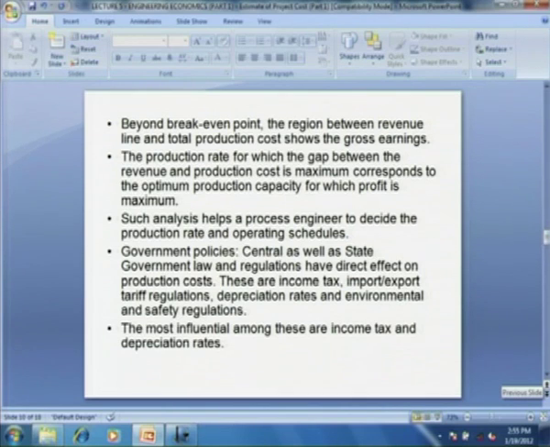Now, there are certain government policies, central as well as state government law and regulations, that have a direct effect on production cost. These are income taxes, import and export tariff regulation, depreciation rate and environmental and safety regulation. One needs to have a very thorough and careful understanding of all the government policies, so as to estimate the maximum profit obtainable at a particular point. The most influential is the income tax and depreciation rate.